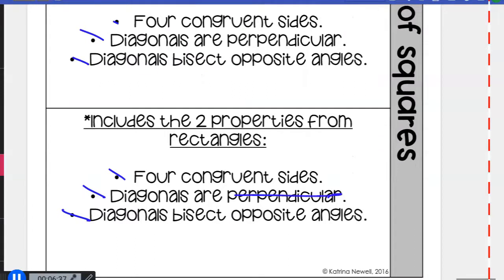Diagonals of a rectangle are not perpendicular. That's a mistype. They're congruent. That's where we're going wrong here. Okay, so that is the new stuff.